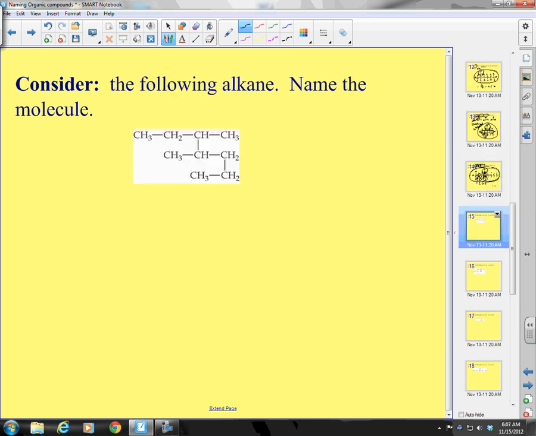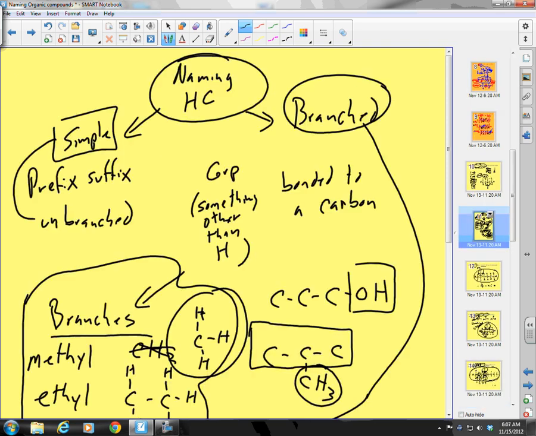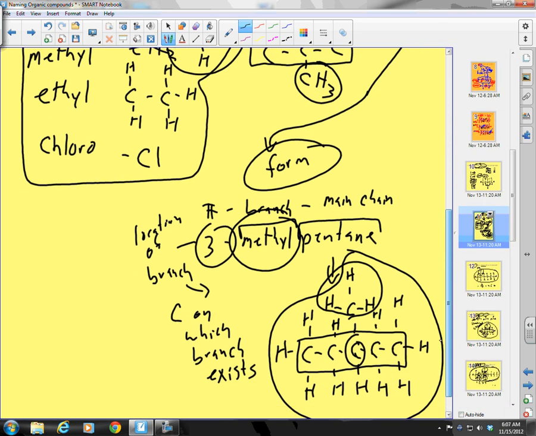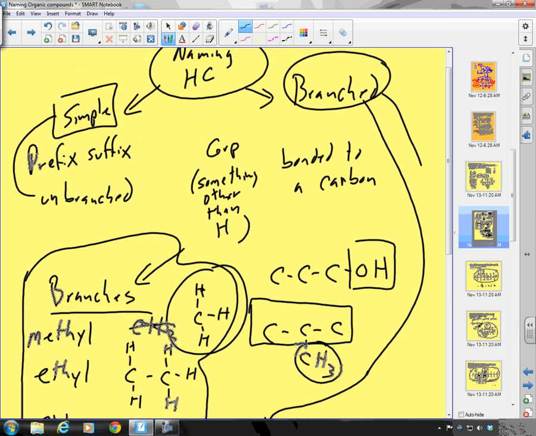All right. Now, let's start naming some of these. It's easier to draw them than name them. So let's go back and let's take some notes on how do you go about naming. How do you name these branched hydrocarbons? Let's go with a different color. Blue.